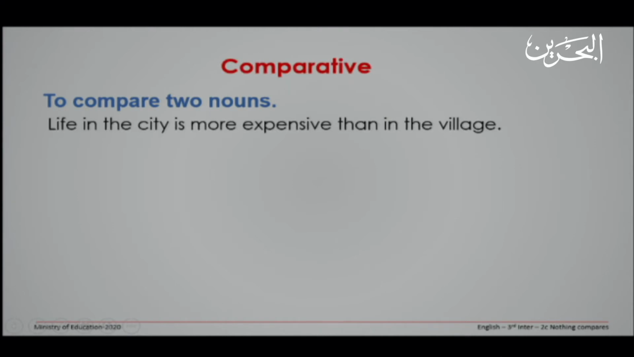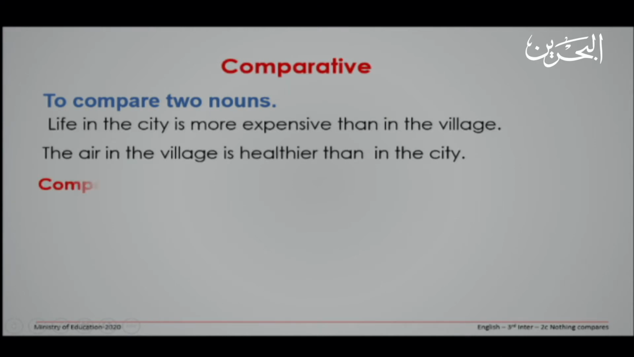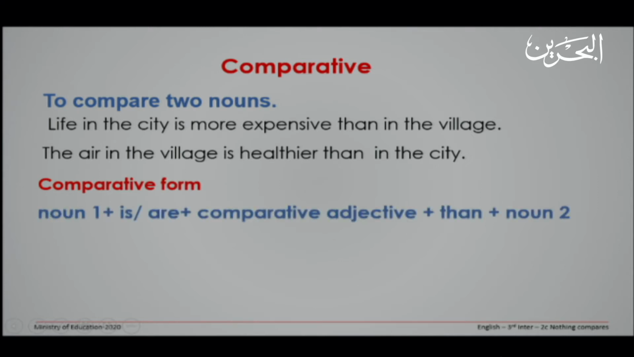Here are our examples. Now, this is the form. The comparative form consists of noun number 1. So here we have life in the city. It holds the place of noun number 1. Then, depending on the noun, you write is or are. Here we have life in the city, so we put is. Then you write the comparative adjective. Since we have expensive, which is a long adjective, we write more before it. So more expensive. You write than, then noun number 2, which holds its place here in the village.